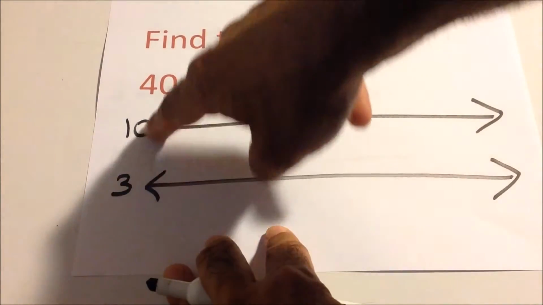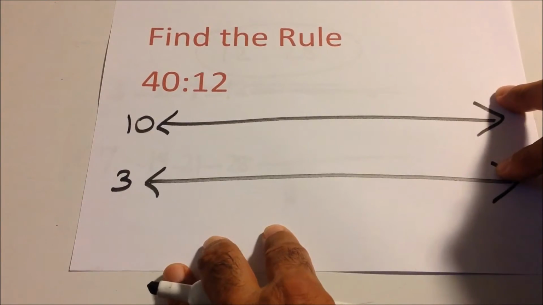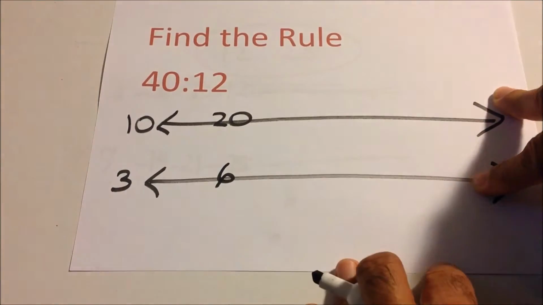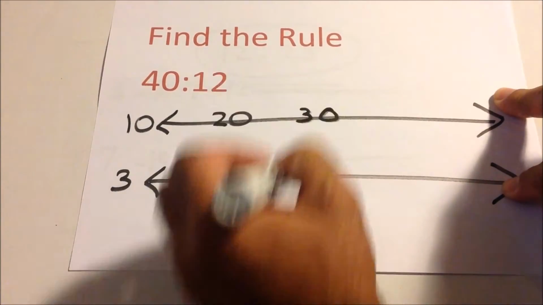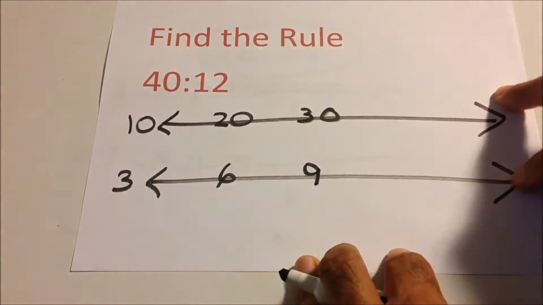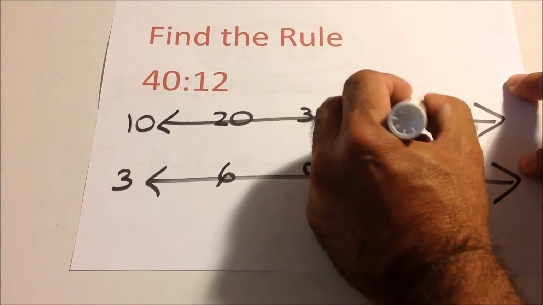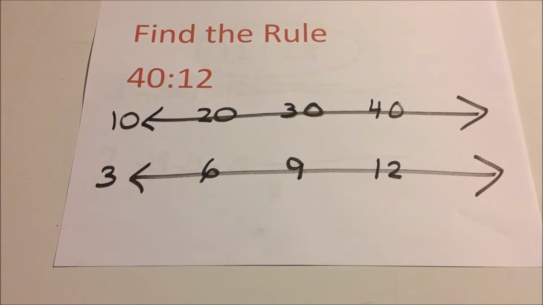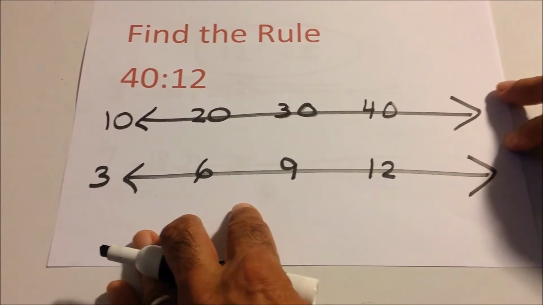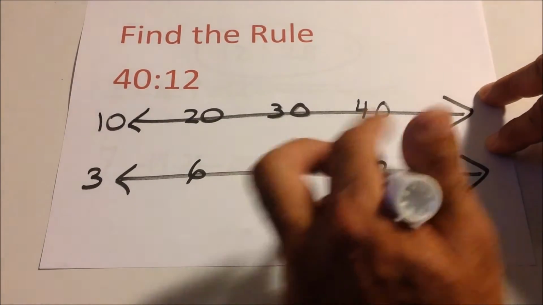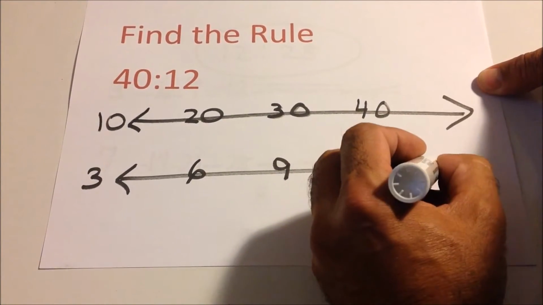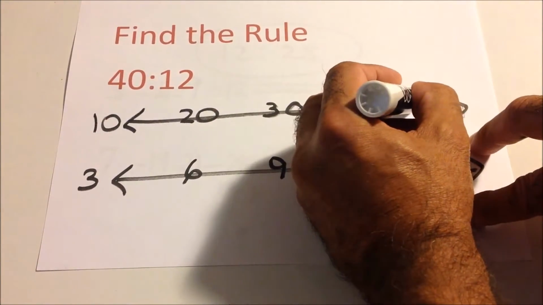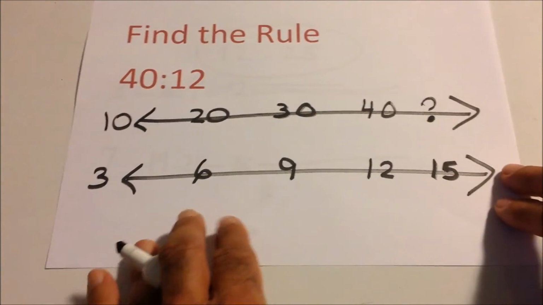So the top number is actually bigger this time. So if we times by 2, we can get 20 over 6. If we times by 3, we'll get 30 over 9. If we times by 4, we'll get 40 over 12. There we go. There's our double number line. So now if I put any number in here, let's say I put a 15.